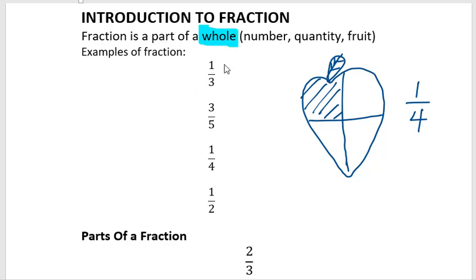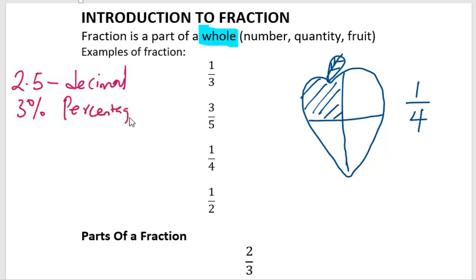Now we'll have fraction examples: 1/3, 3/5, 1/4. Now you know numbers when you write like this, 2.5, this is a decimal, right? Then you can also have 3%, which is a percentage. But when you have this bar, this fraction bar, you know it's just a fraction. So it's very easy to detect fractions.